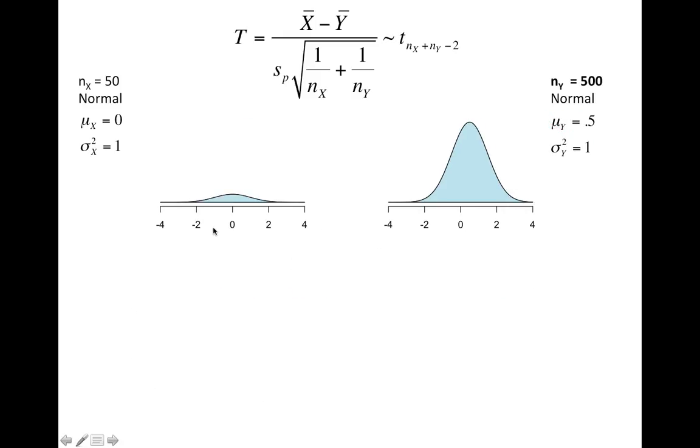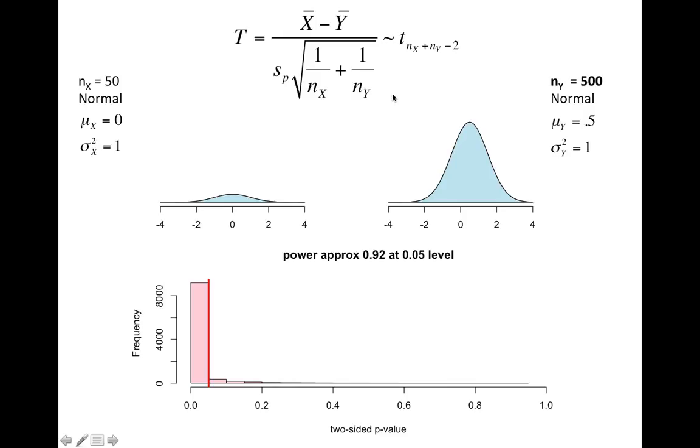Okay, so now we're back to a situation where the mean on the left is 0 and the mean on the right is 0.5. But now I'm going to draw 500 values from the distribution on the right and only 50 on the left. I'm going to draw those values, calculate a t-statistic, compare it to the reference distribution, get a p-value, do that repeatedly. Now I have a lot more power. Power is dependent on sample size.